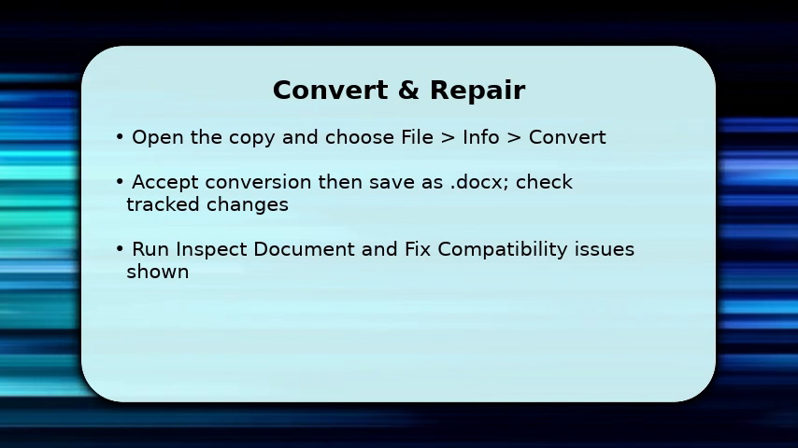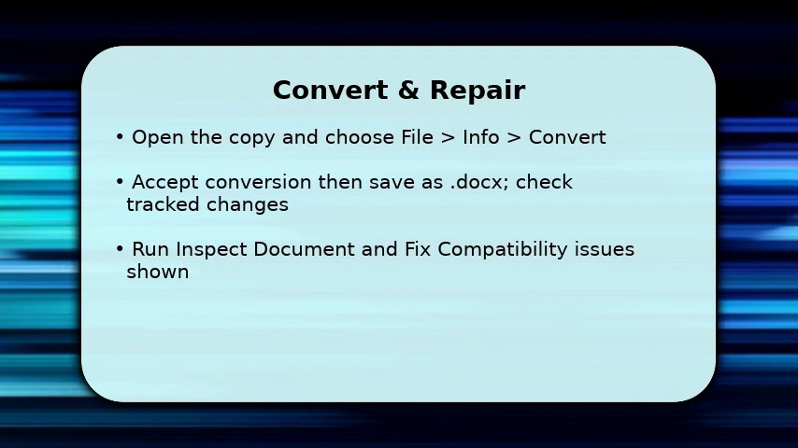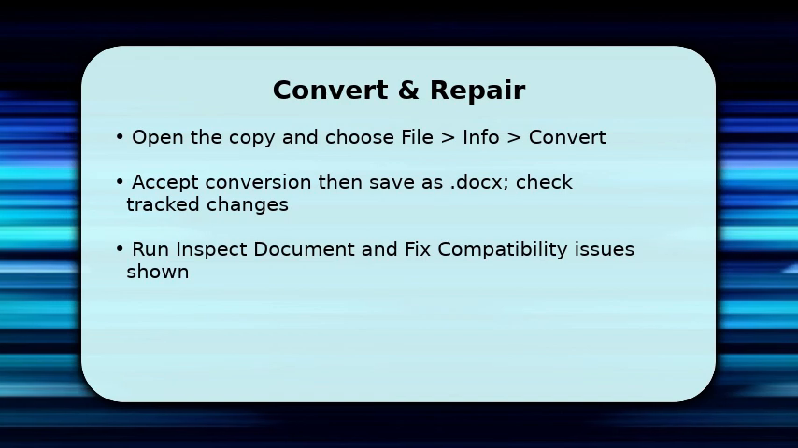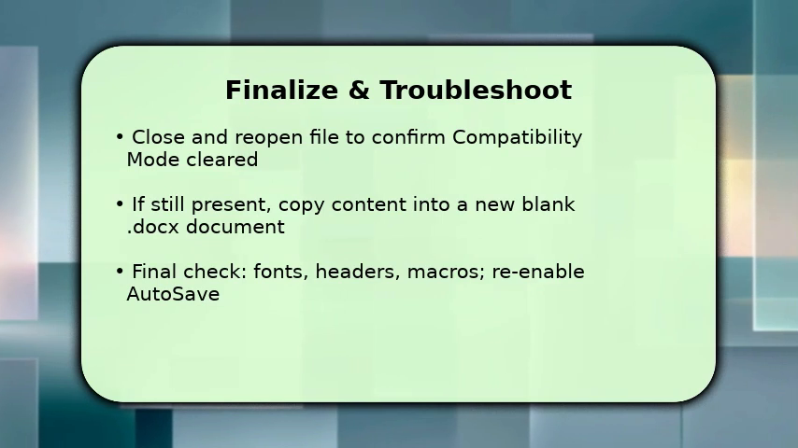If specific features are flagged, replace or reapply them using current Word tools so the document stops reverting to older behavior. Finish by closing Word and reopening the converted file to confirm compatibility mode is gone. You should see the normal indicators.